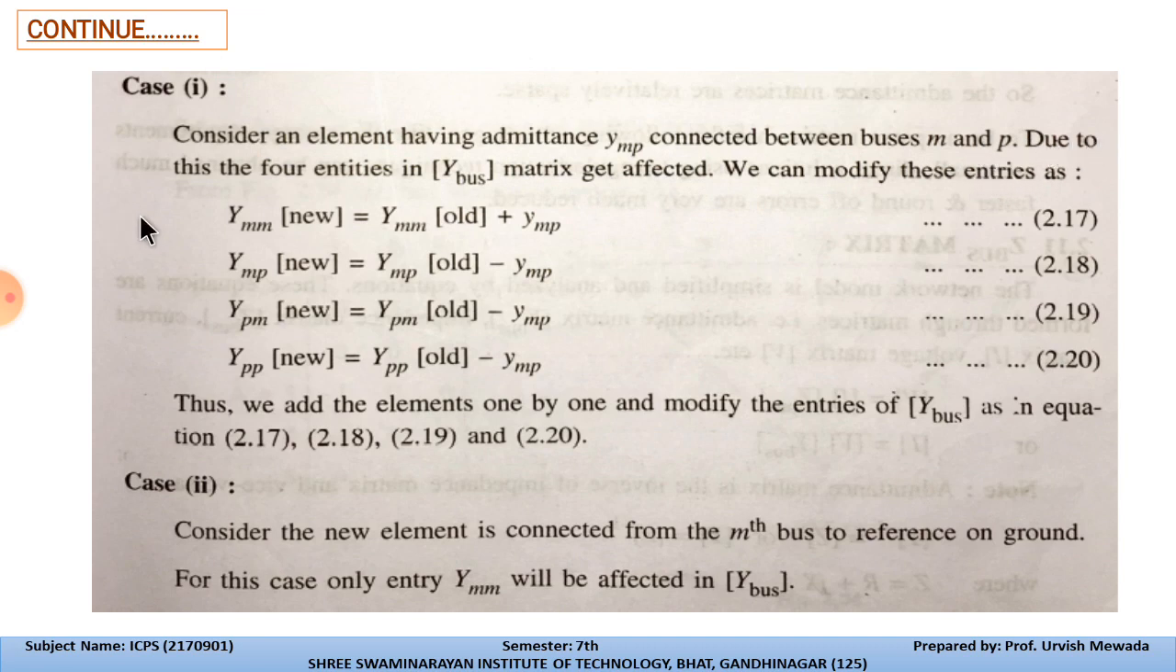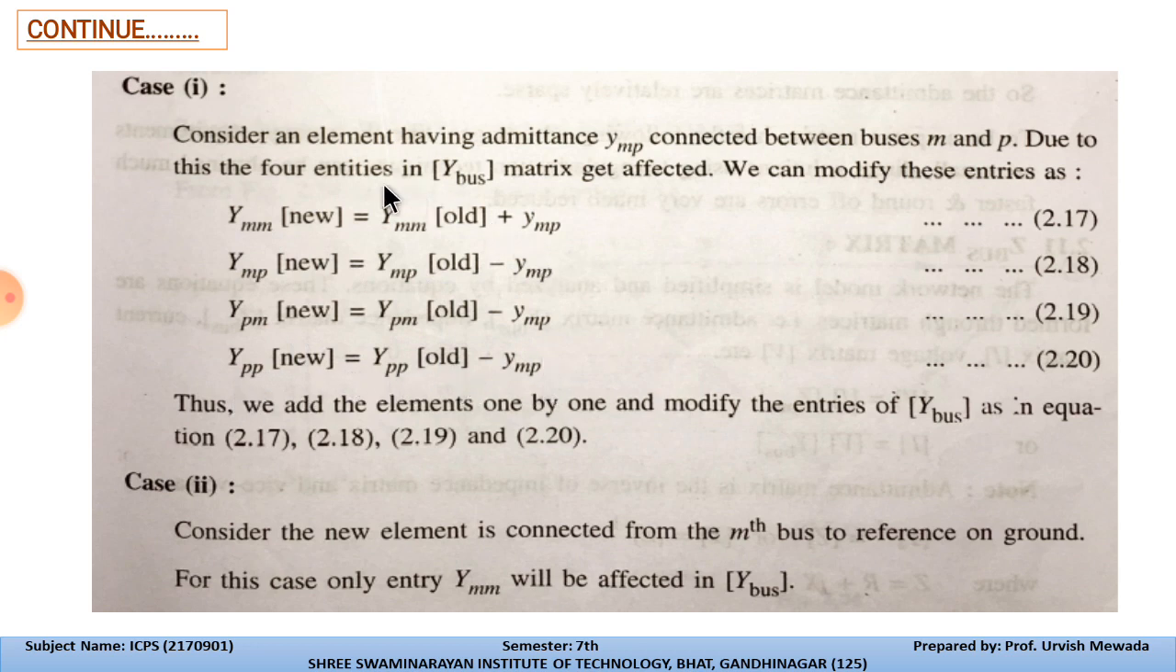Due to this, four entries in the Y bus matrix get affected, and we modify these entries. So Ymm new is equal to Ymm old plus Ymp. This is the off diagonal, so Ymp new is Ymp old minus Ymp. Similarly, Ypm new is Ypm old minus Ymp, and Ypp new is equal to Ypp old plus Ymp.